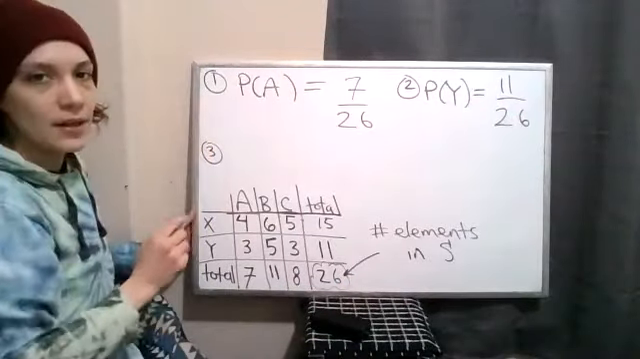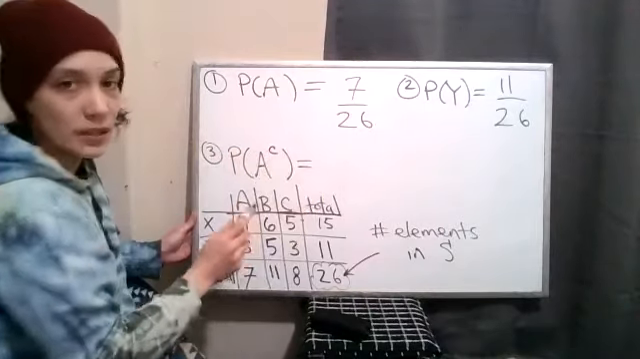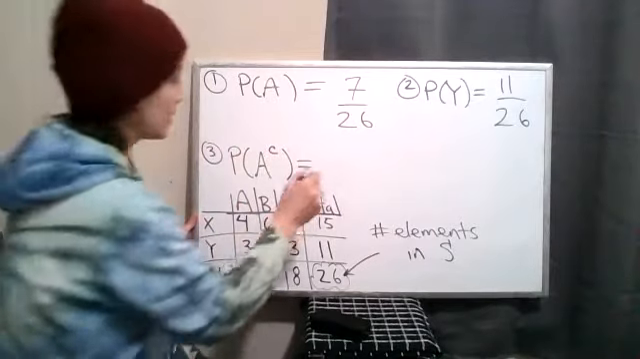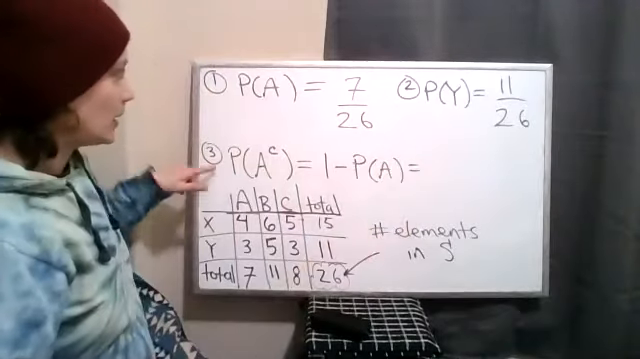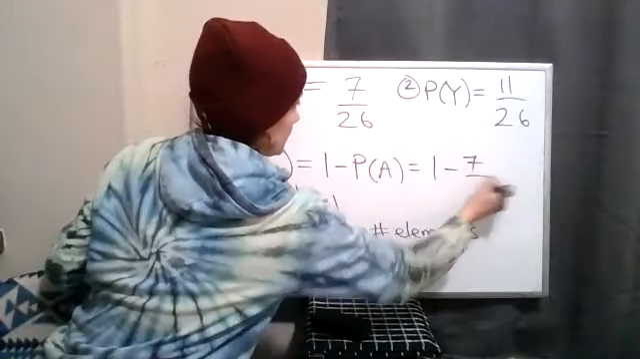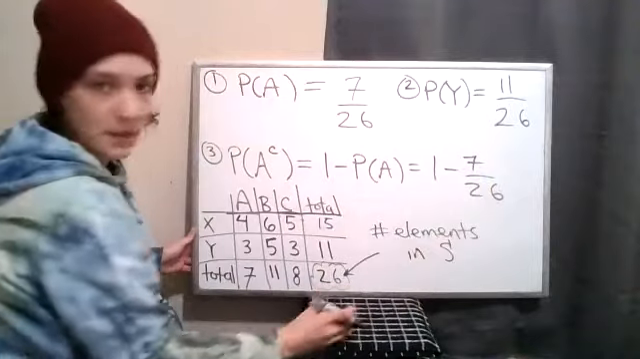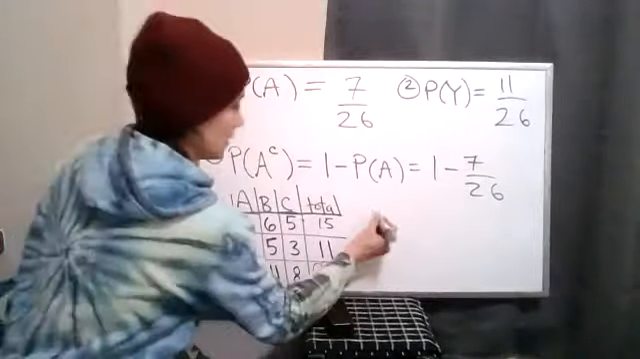Next, the probability of A complement. I want to use 1 and subtract the probability of A. We're going to take 1, subtract 7 over 26. And that's going to be 26 over 26, minus 7 over 26, which is 19 out of 26.